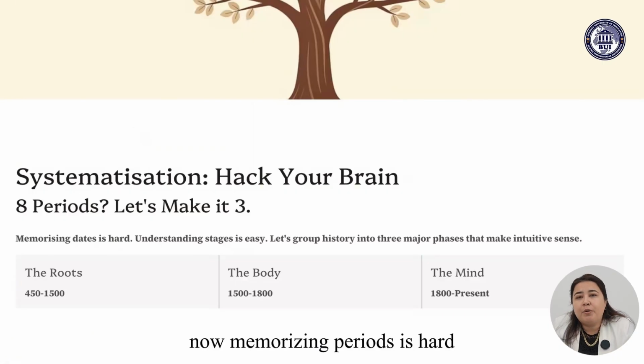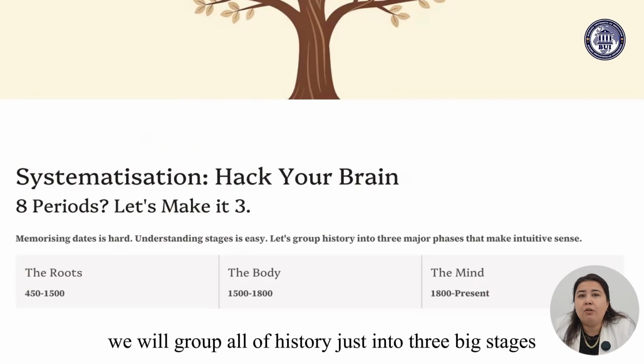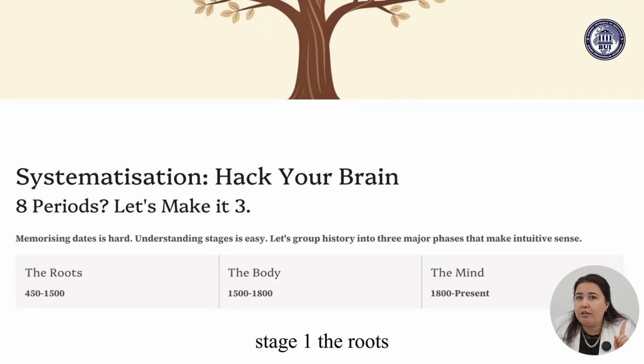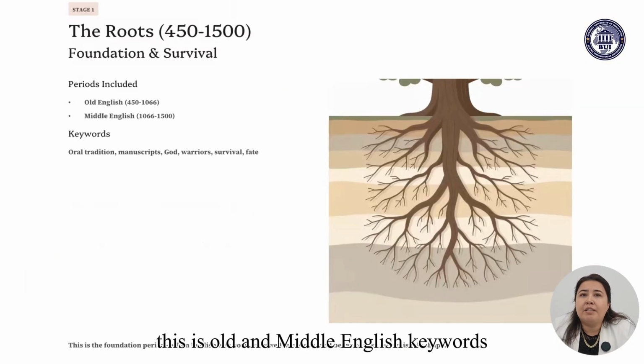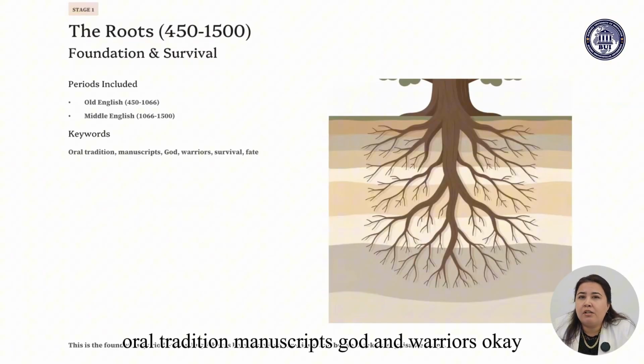Now, memorizing periods is hard. Let's hack your brain. We will group all of history into just 3 big stages. Stage 1, the roots. This is Old and Middle English. Keywords: oral tradition, manuscripts, God, and warriors.